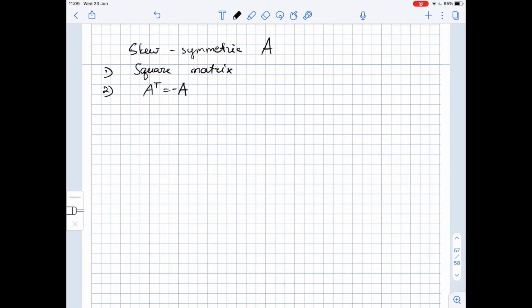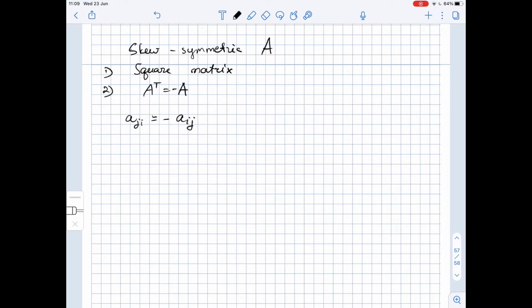Also, for skew-symmetric matrices, any entry a_ji, so some entry a in j's row and i's column, equals negative a_ij. So it equals negative the entry a in i's row and j's column, for all values of i and j.